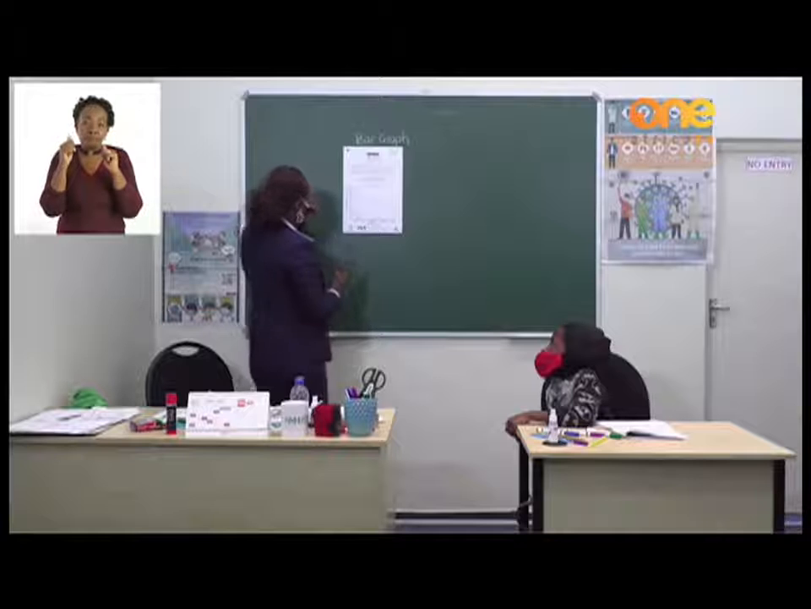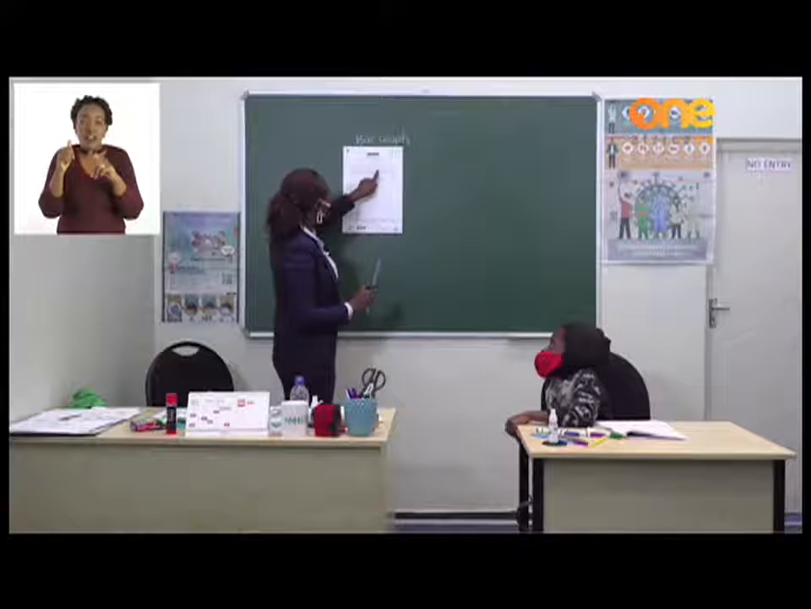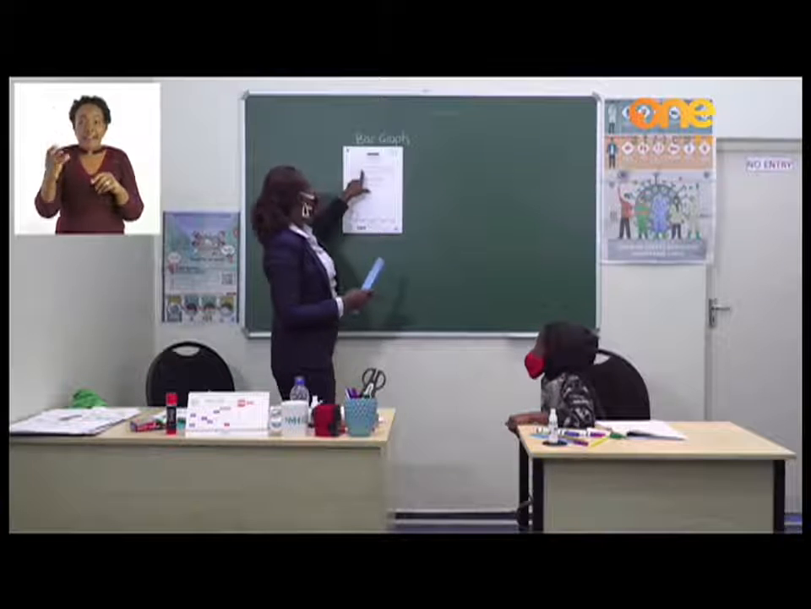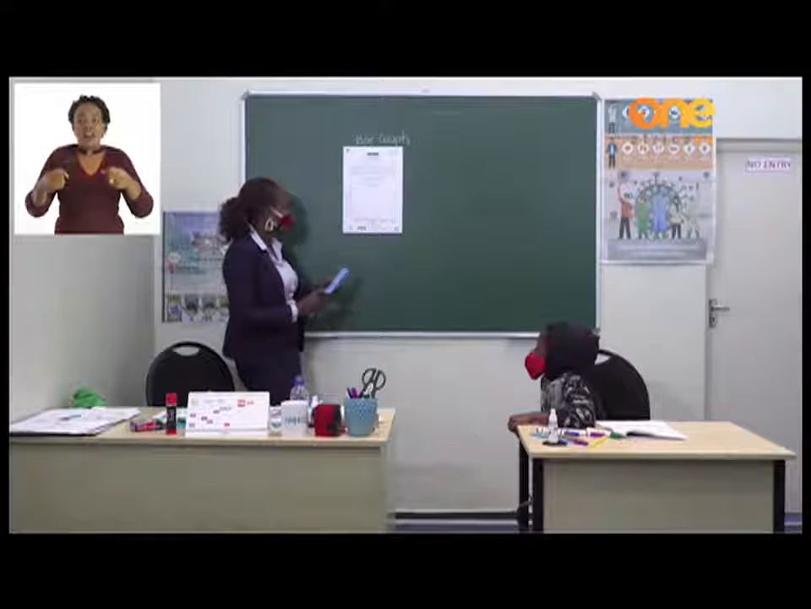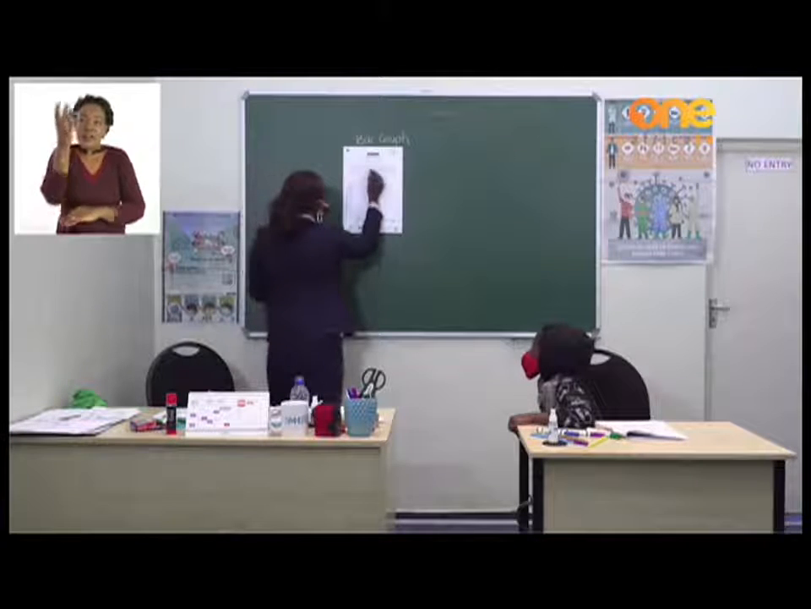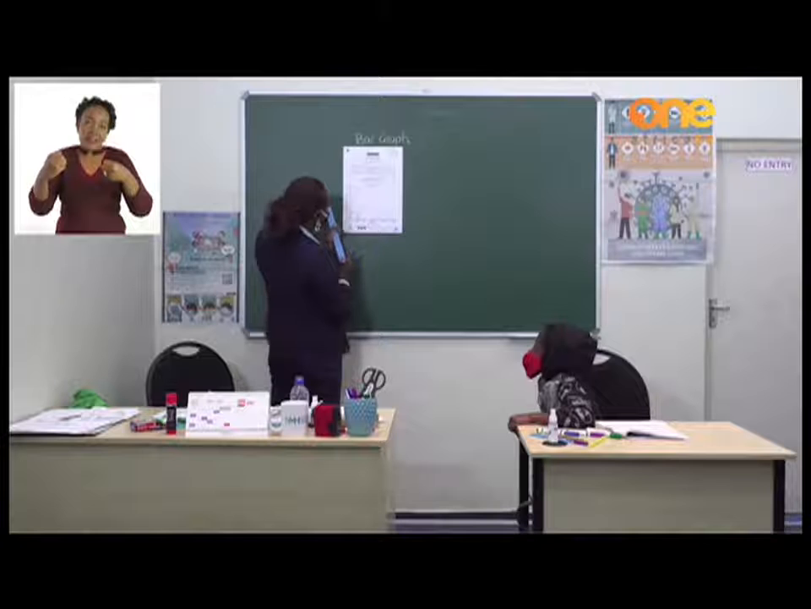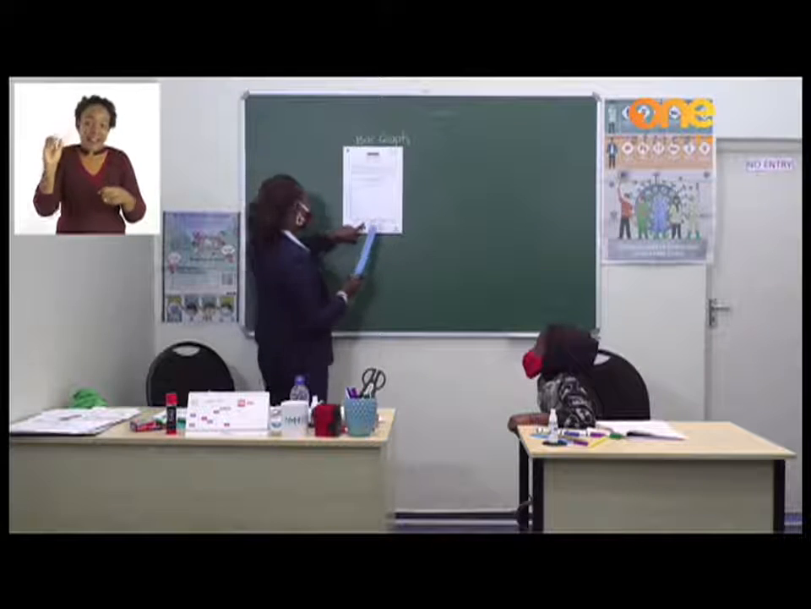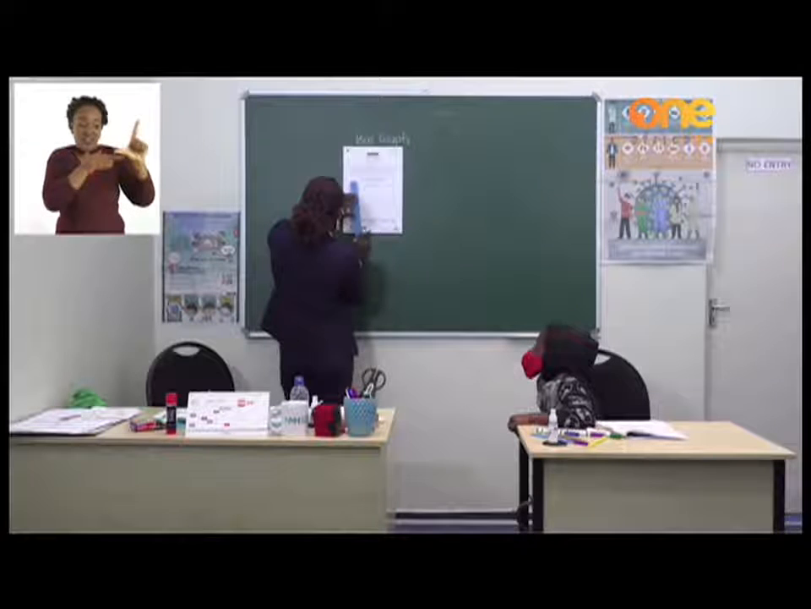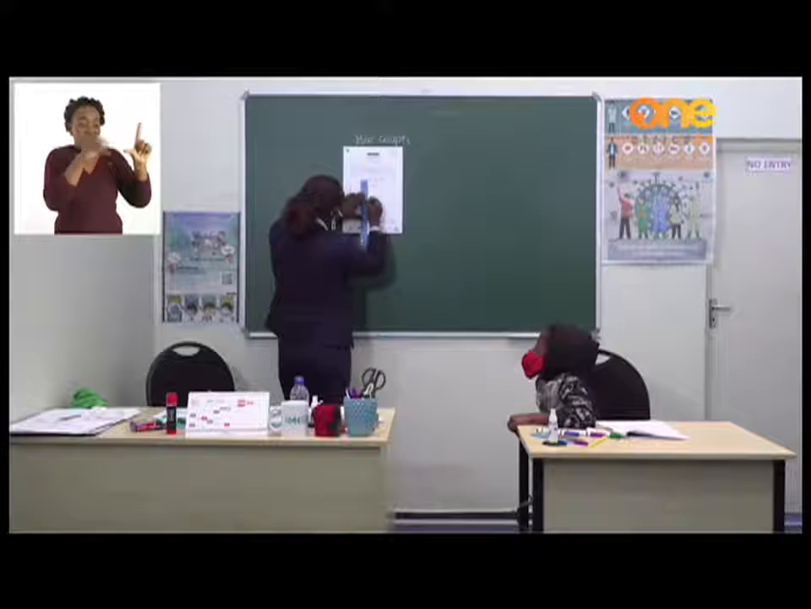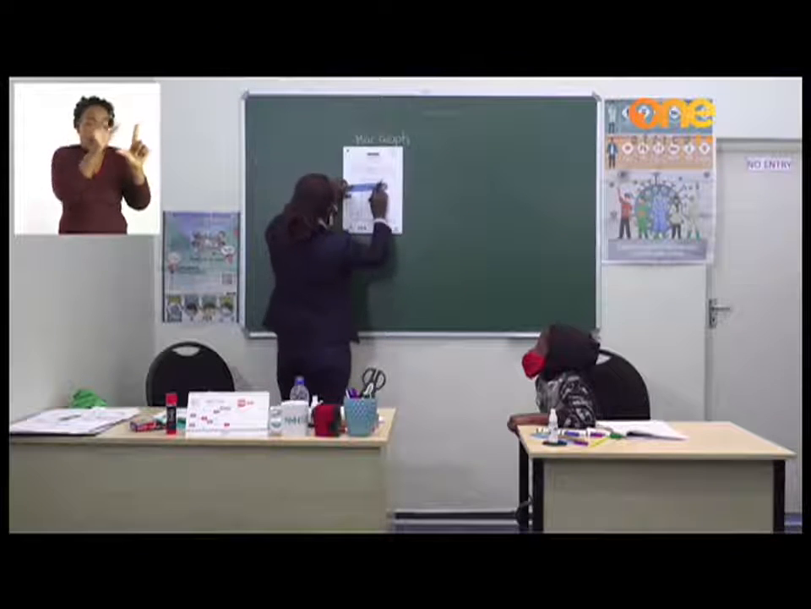I came across 7 cars at the roadblock between Windhoek and Okahanja. How many cars? 7 cars. So we look for cars here. This is cars. How many cars? 7. We come here. We draw our bar.